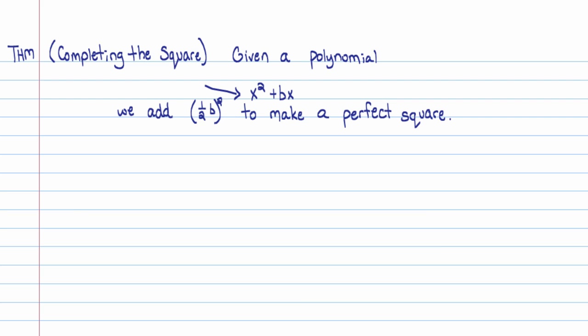Let's go ahead and recall what completing the square is. Given a polynomial, x squared plus bx, we would add 1/2 of that b term squared to make it a perfect square. Now let's see how we can use that to actually solve an equation involving this term, an x squared plus some number times x. And then we're going to expand that into solving general equations that involve 3x squared plus 5x or something like that.